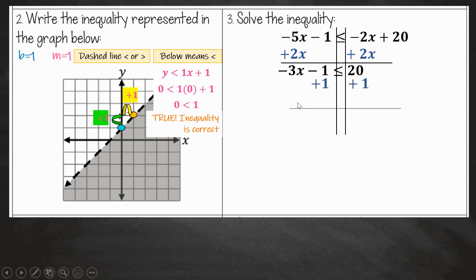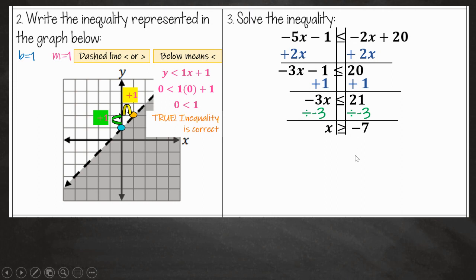Then I'm going to add 1 to both sides. And I get negative 3x is less than or equal to 21. And then my last step will be to divide by this negative 3. And when I divide by a negative, this sign is going to flip. So where it was a less than, now it's going to be x is greater than or equal to negative 7.